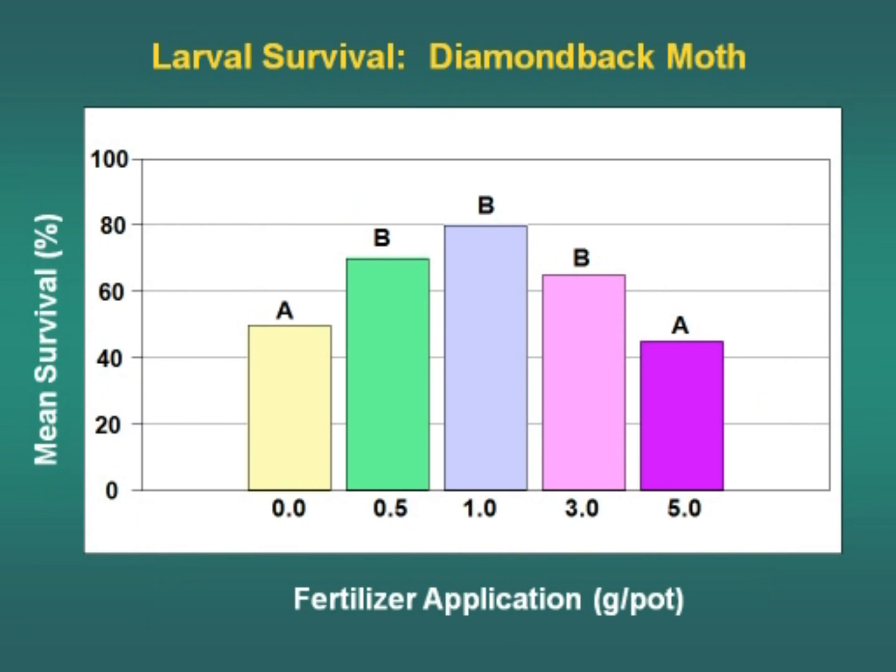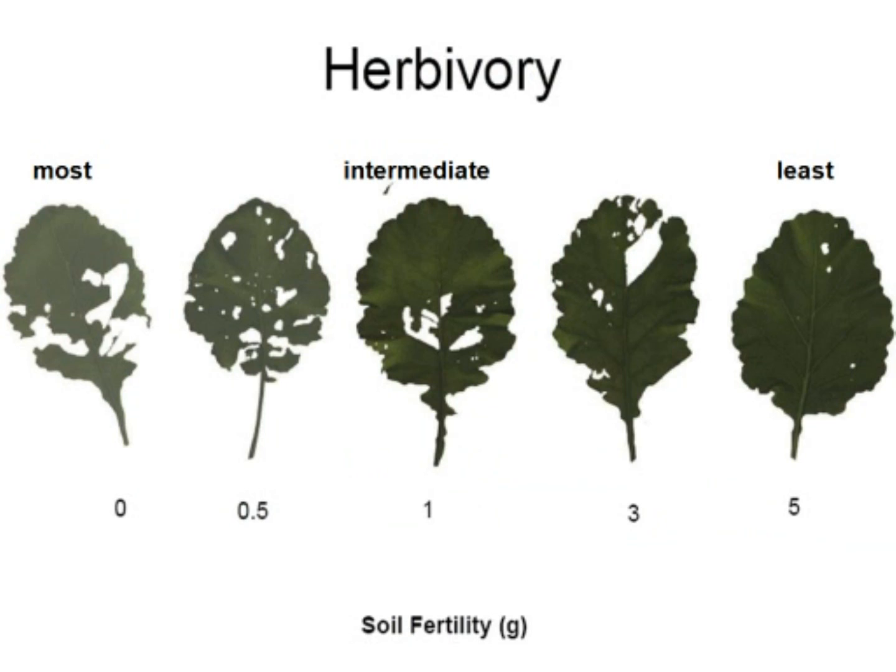In terms of survival of larvae, we found much the same. Fewer larvae survived at the low and high rates of fertility, and we had generally good survival, best survival, at the intermediate or the recommended rate of fertility. In terms of herbivory, I think this helps explain some of those results.